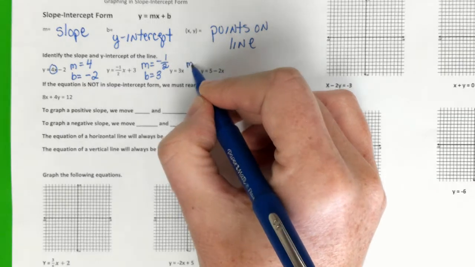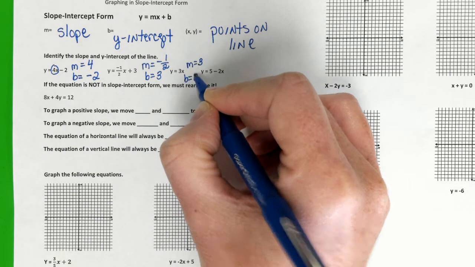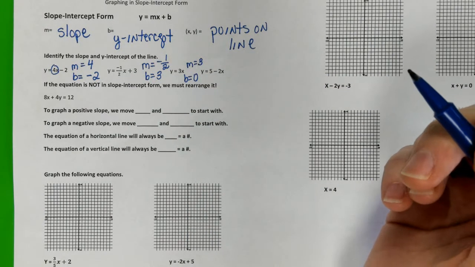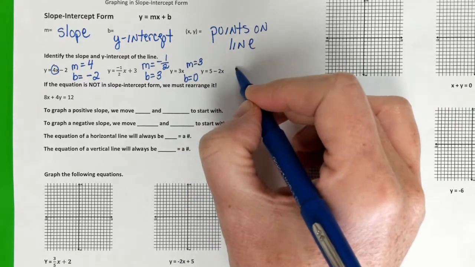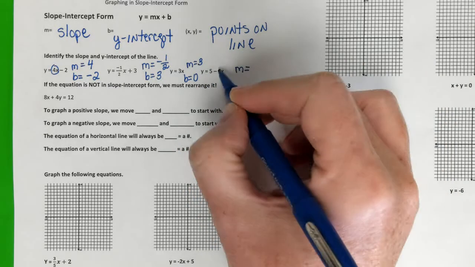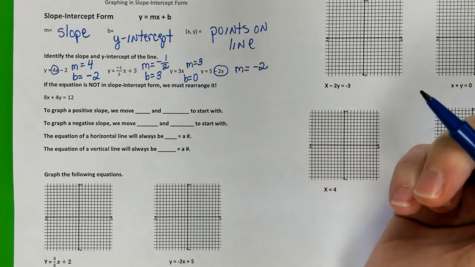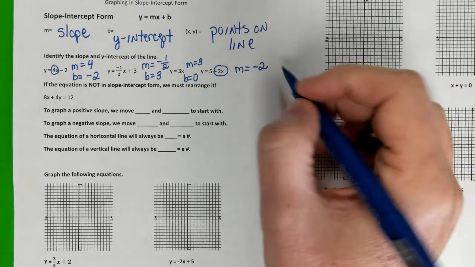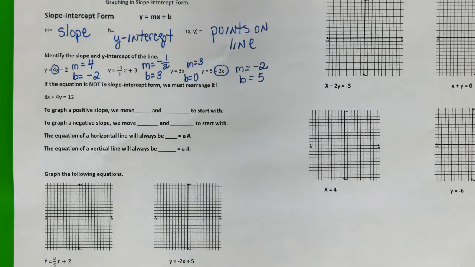And the next one, our slope is 3. Notice there isn't anything added or subtracted on, so the y-intercept would be 0. And then here, this is turned around just a little bit, so make sure we're still recognizing what is attached to the x, the coefficient on the x. The slope is -2, the y-intercept is 5.